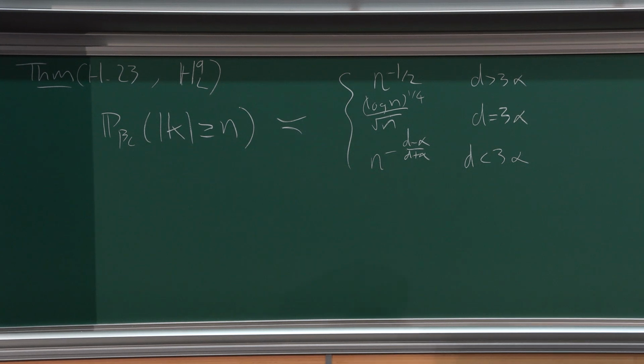Now, I don't think you should take that as evidence that these predictions are wrong. It's just saying something about these models just genuinely behaving a bit differently than the nearest neighbor models at the critical dimension.